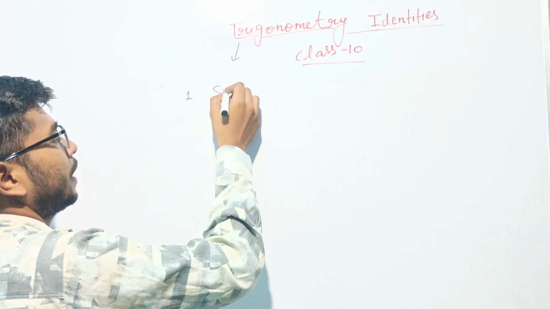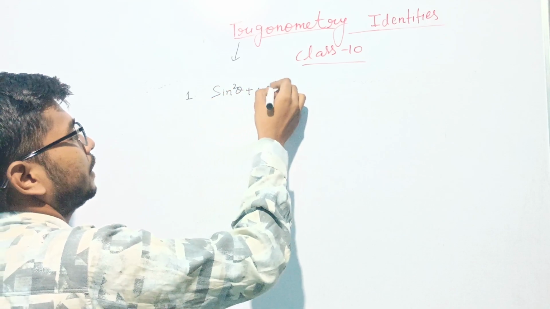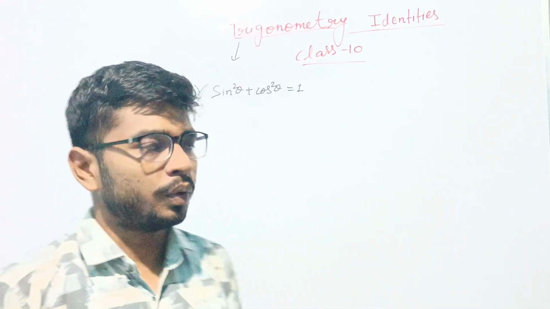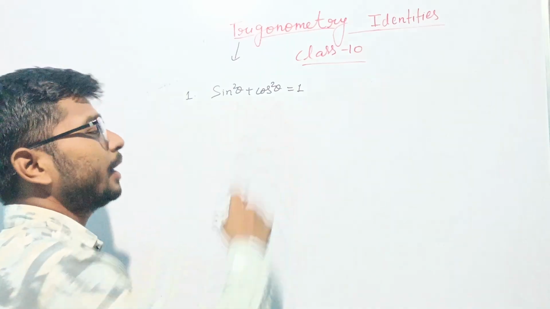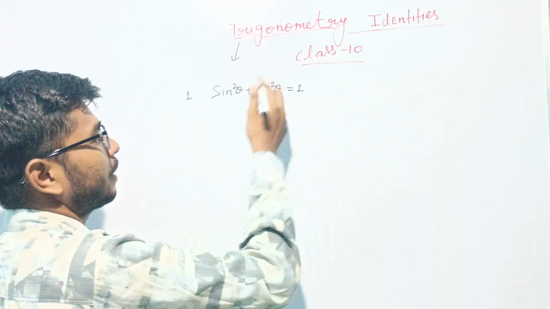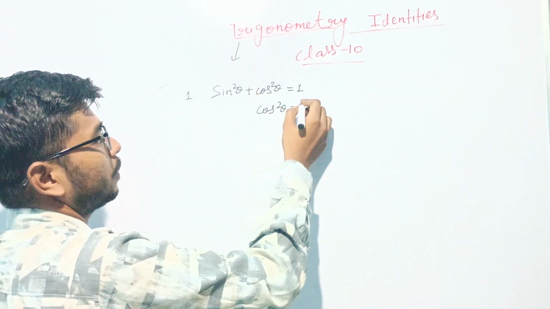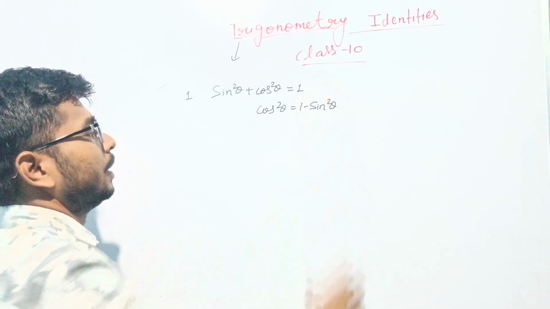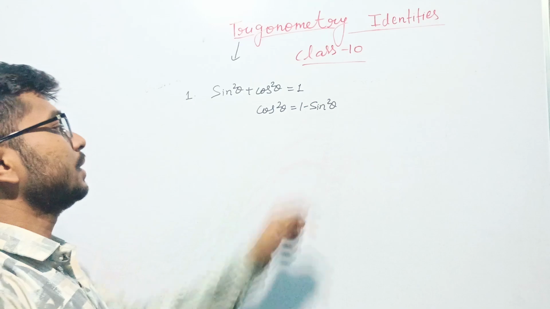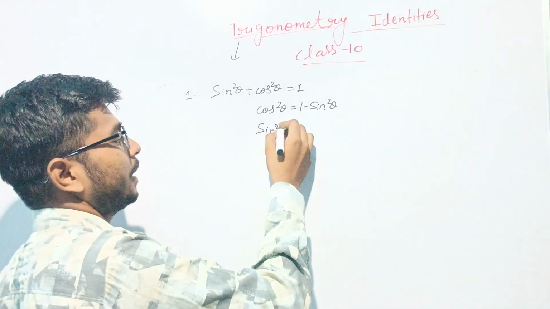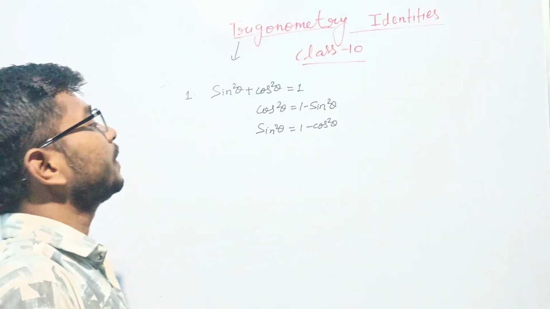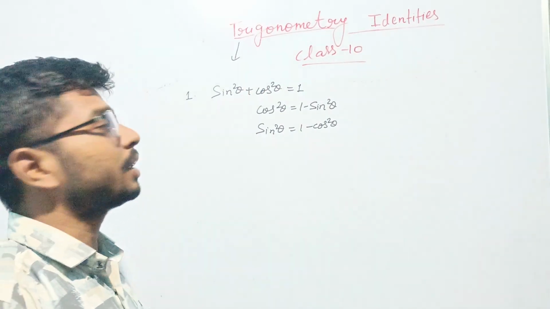The first formula is sine square theta plus cos square theta is equal to 1. From this formula we can make two more formulas. Transfer this sine square: cos square theta is equal to 1 minus sine square theta. If you transfer cos square theta, sine square theta is equal to 1 minus cos square theta. The upper one, sine square theta plus cos square theta is equal to 1, is the main formula.